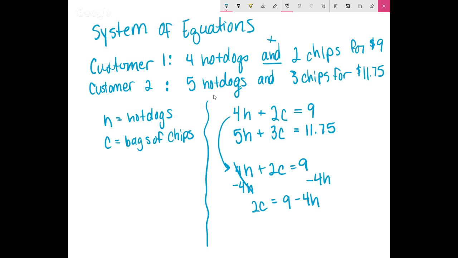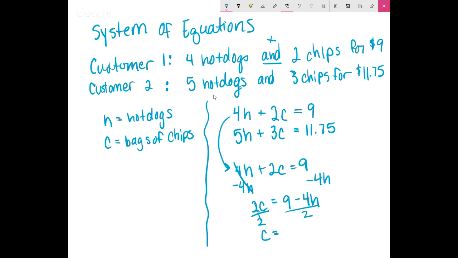2c equals 9 minus 4h. Cool. All right. We still want to isolate c, but it's being multiplied by 2. So we undo that multiplication by using division. Divide by 2 on both sides, balancing everything out. 2 divided by 2 is 1, and 1 times c is c.